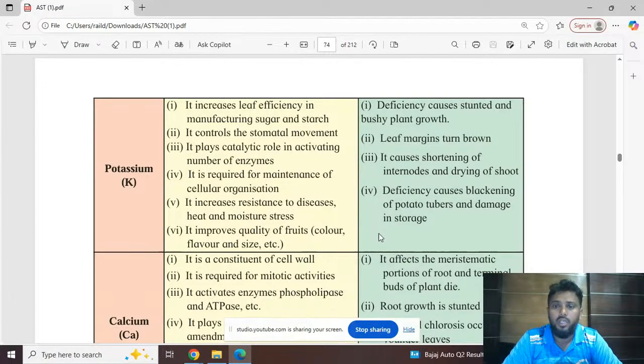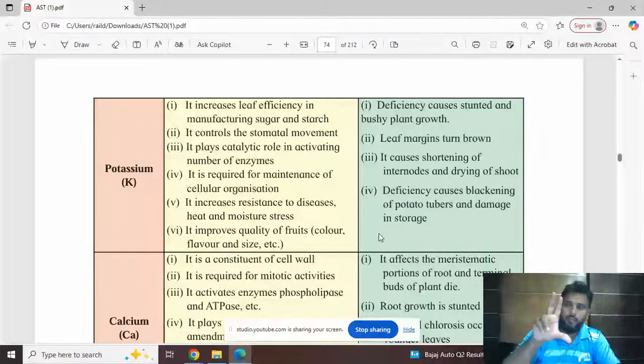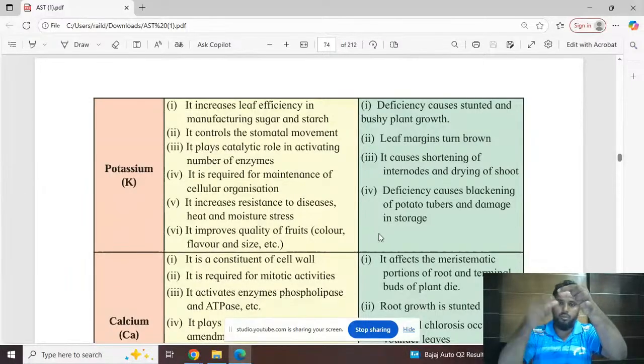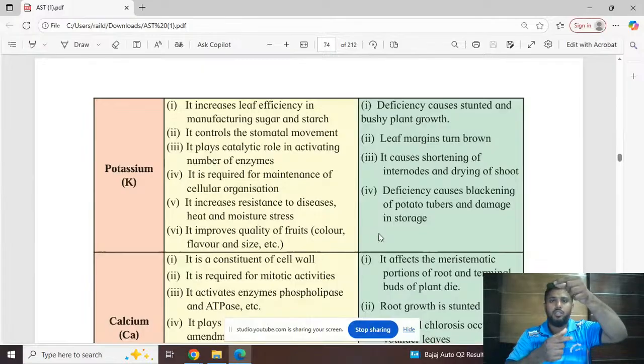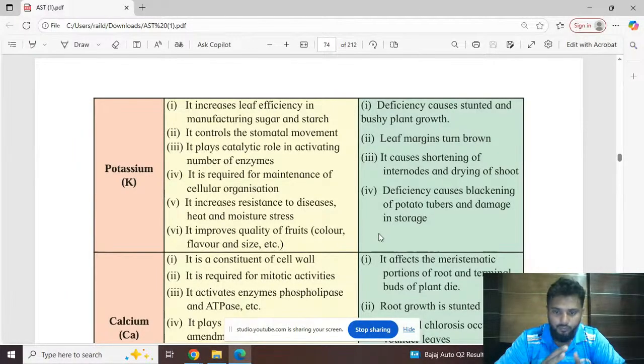Then there is shortening of internodes. What are internodes? We have discussed this. All the plants have nodes, then there is a gap, again a node, the hard portion. So two hard portions, in between that there is the internode. These internodes become very short. The distance between two nodes should be a little bit more, so that distance is reduced if there is potassium deficiency. As well as there is drying of shoot. The shoots of the plants dry away if there is potassium deficiency.